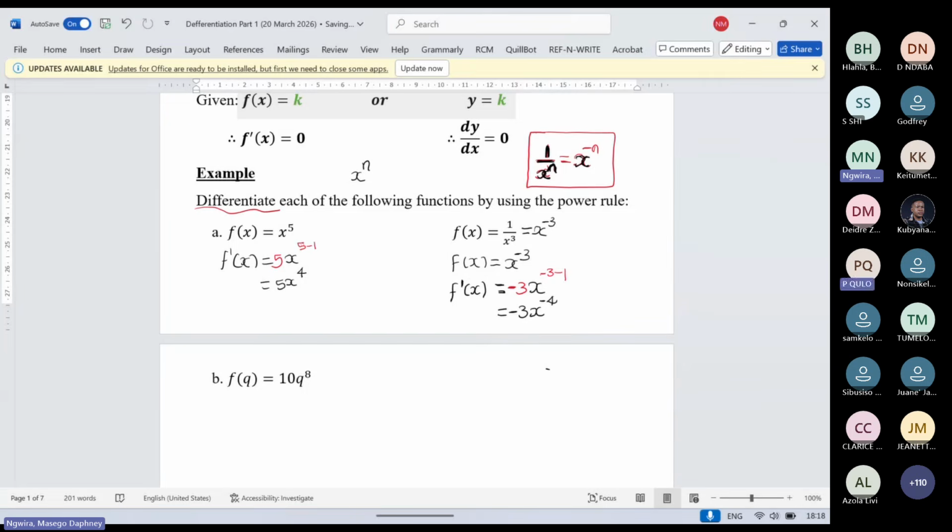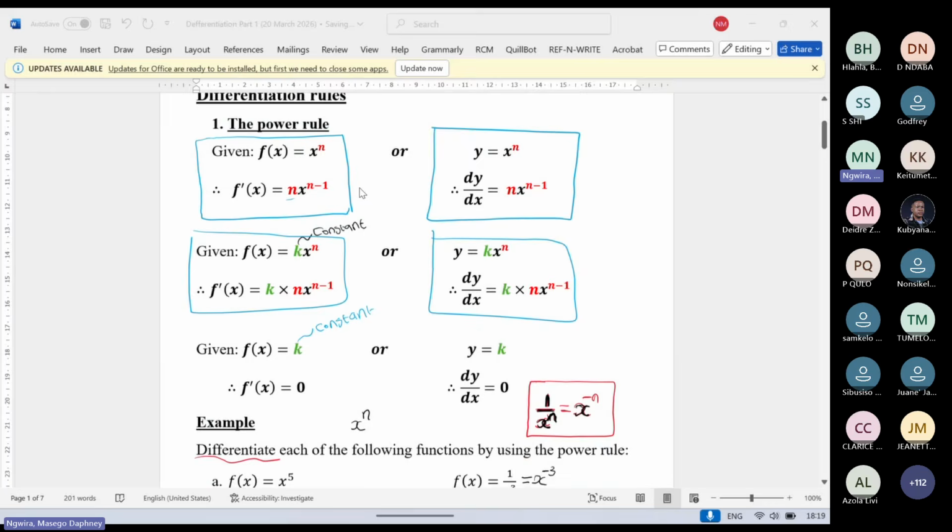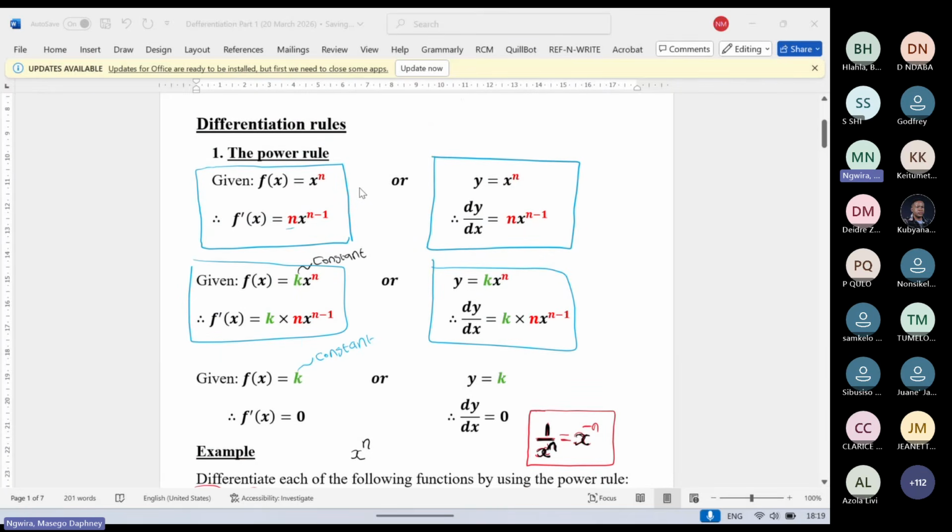So when you differentiate, here's the rule. Please look at the rule. The rule says that when you differentiate using the power rule, your function must be x to the power of n. When you differentiate, you're going to take this n, you put it here, and then you say n minus 1. N being any number. That's how you differentiate. And then if your function is given as k times x to the power of n, k being a constant, you are going to say k times the same thing that you're doing here, n, then x to the power of n minus 1.